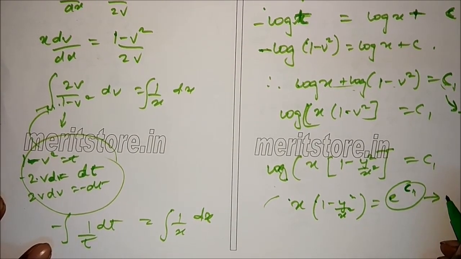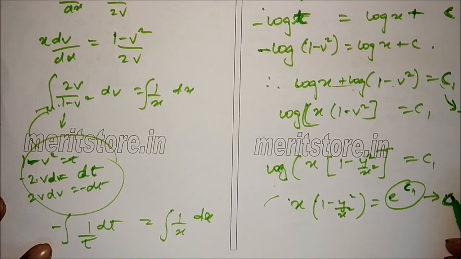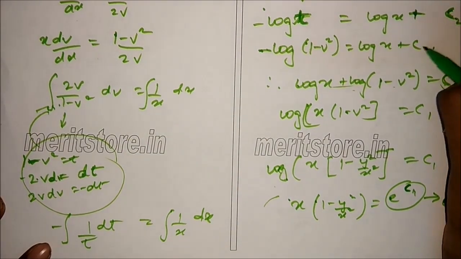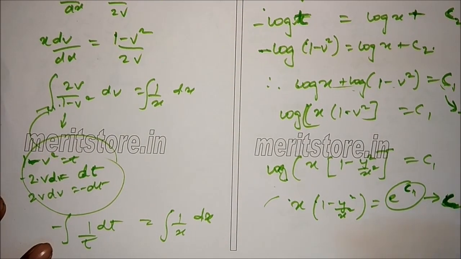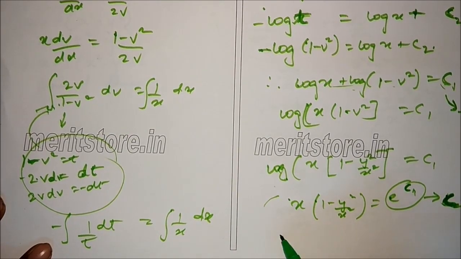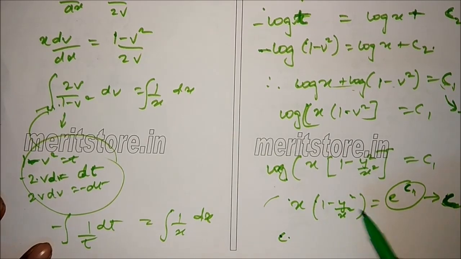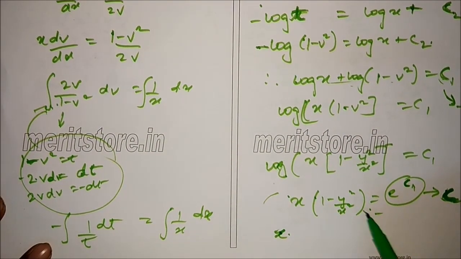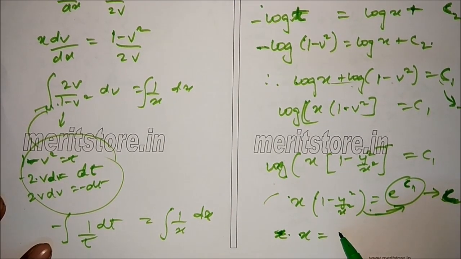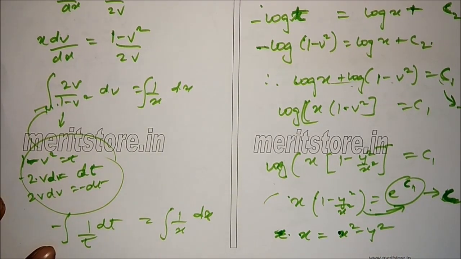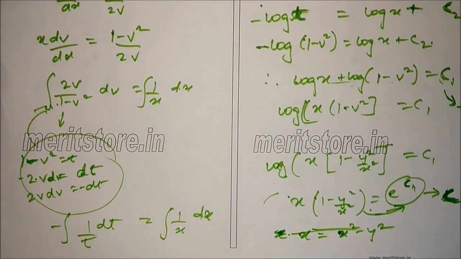Let this constant be another constant c2, or let's say c, since in the options they have given it in terms of c. So this is c. Multiplying throughout by x square, we get c into x square minus y square. We simplify it in this way.